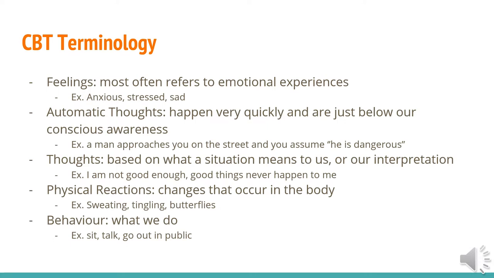Since feelings and thoughts are often confused for one another, I thought having a slide on terminology would be helpful. So feelings most often refers to emotional experiences, for example, feeling anxious, stressed, or sad. We also have automatic thoughts that happen very quickly and are just below our conscious awareness. An example of this could be a man approaches you on the street and you just assume he is dangerous. Thoughts are based on what a situation means to us or our interpretation. For example, I'm not good enough and good things never happen to me.